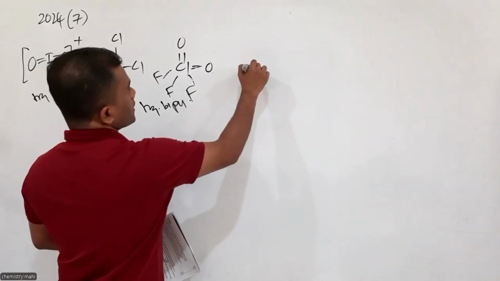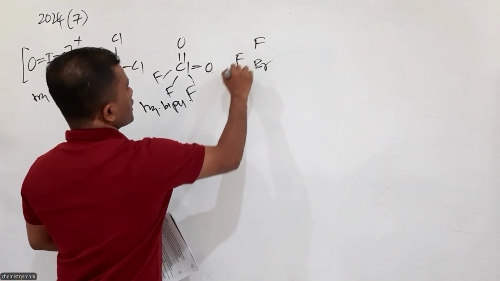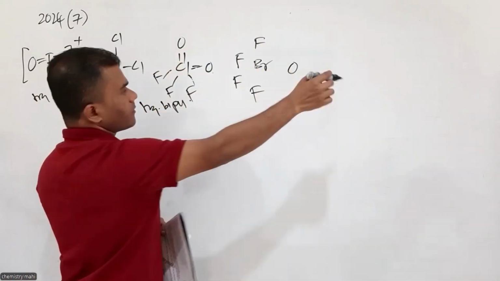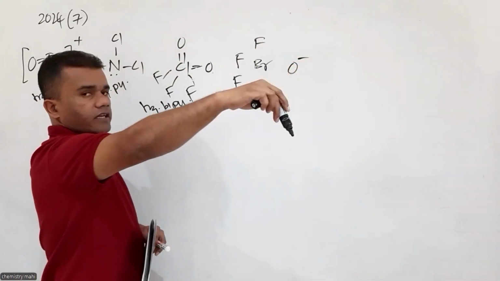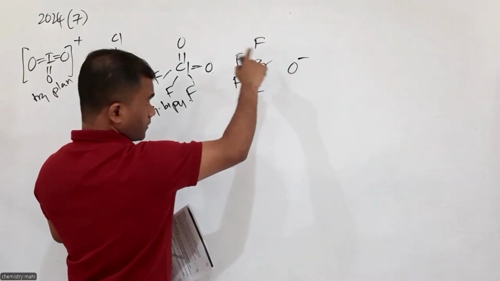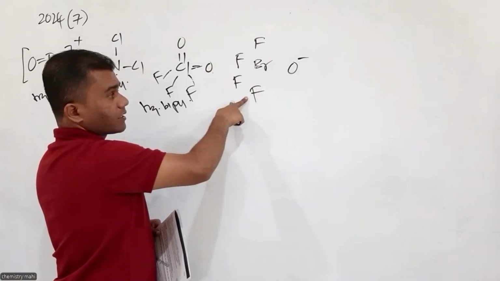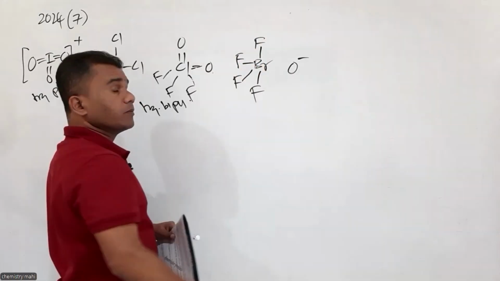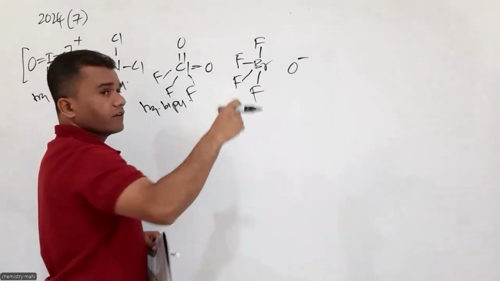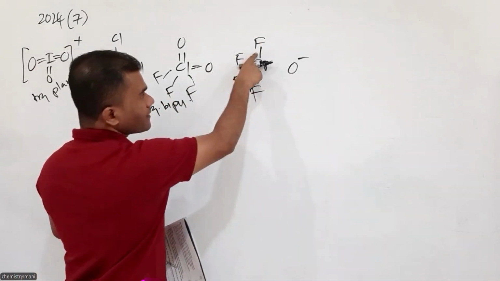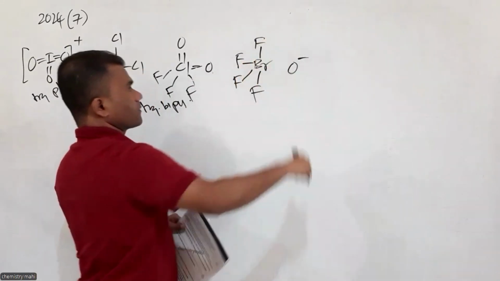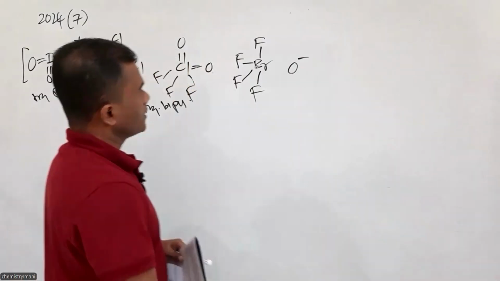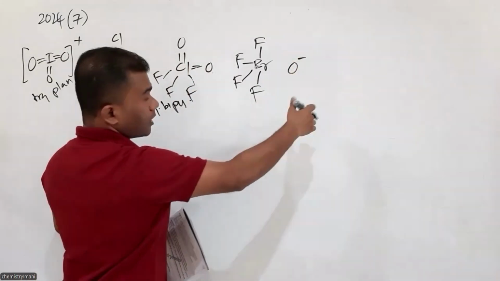Next one, F4BrO minus. Then Br should be the central atom. There are 4 fluorine, and O, there is a minus. Where do you put the minus? On the most electronegative atom here, fluorine. But fluorine should be bonded to the central atom. Fluorine valency is 1, it's already satisfied. Then you can't put a minus again, because minus 1 means another valency. That's why the minus should come under the oxygen.